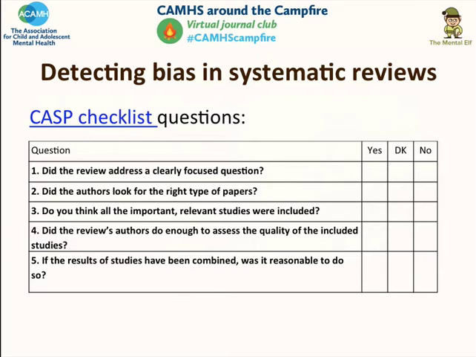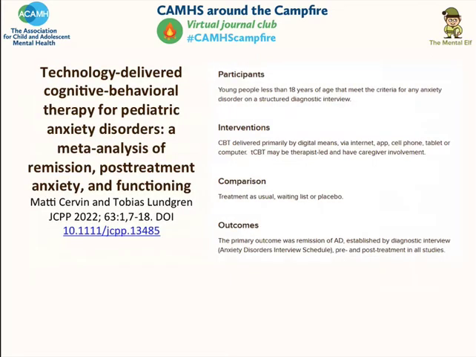Helpfully, there's a checklist produced by the Critical Appraisal Skills Programme that you can run through to help to guide your thinking when you're appraising a systematic review. And these are the questions we'll be answering today. So what did they do in this study? Well, a first step is to look at the question.